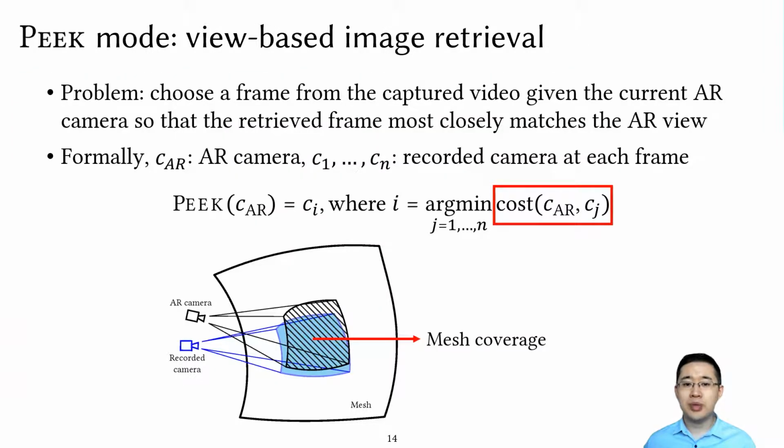The technical problem here is to choose a frame from the captured video given the current AR camera so that the retrieved frame most closely matches the AR view. We achieved this by minimizing the cost between the recorded view and the current AR view. We found mesh coverage to be the most robust metric to use to define the cost function.